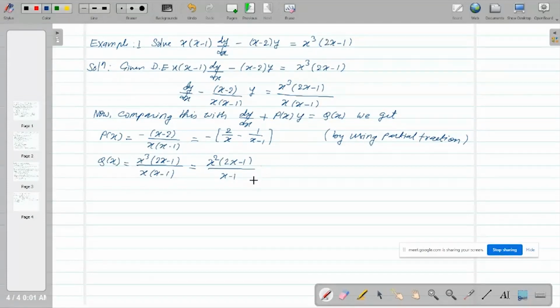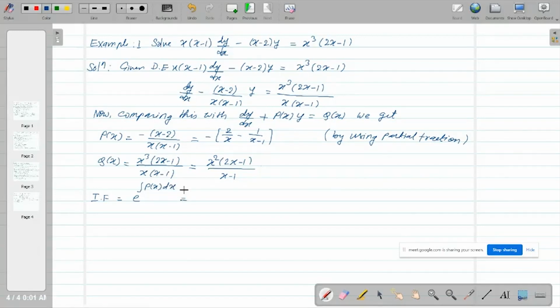Okay, now what? Now to find the general solution, before that we have to find the integrating factor. What is the integrating factor? You know what the integrating factor is? It is in exponential form. Your integrating factor is e raised to integration of p(x) dx.